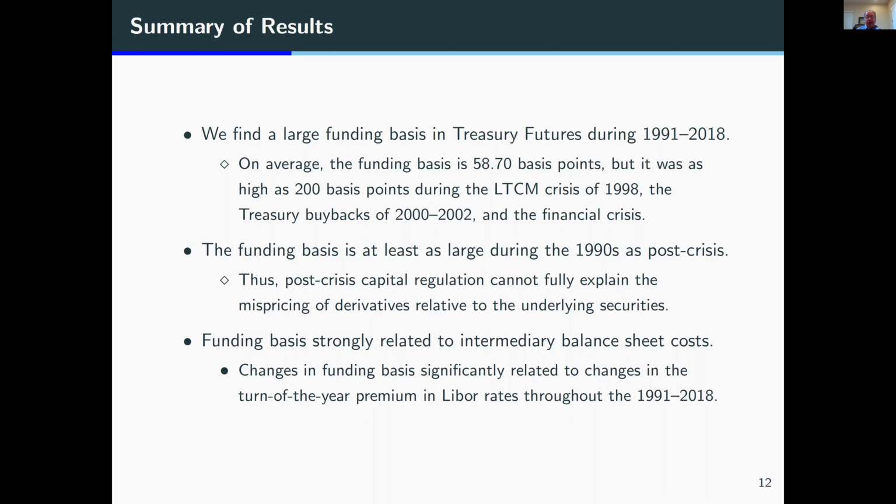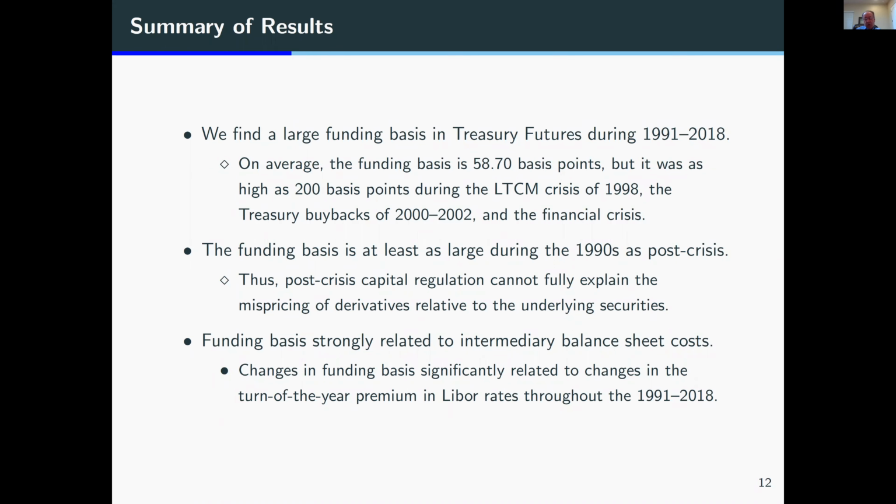It ends up being about 60 basis points, but with gusts up to about 200 basis points during crises like the LTCM crisis or the Asian crisis, the financial crisis, and actually surprisingly during the Treasury buyback programs of the early 2000s. It turns out that this basis, this difference between cash and derivatives markets is at least as large during the 1990s as it is during the post-crisis period. So it's clear that post-crisis capital regulation can't fully explain the mispricing of derivatives relative to underlying securities.